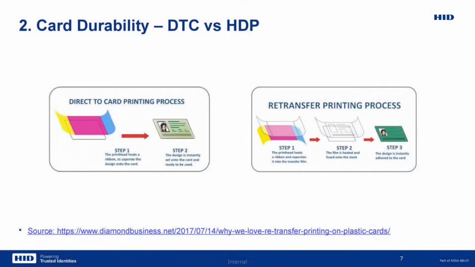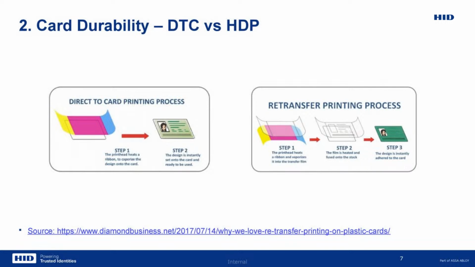Yeah, absolutely. And HDP, or as you called it, retransfer technology, as you can see on the image here, actually prints the image onto a film, and then that film is transferred and instantly adhered to the card. So the film will help with a few things. It'll give you edge-to-edge printing, so it'll give you full card coverage. But the film also provides clear visual evidence if any tampering is attempted.